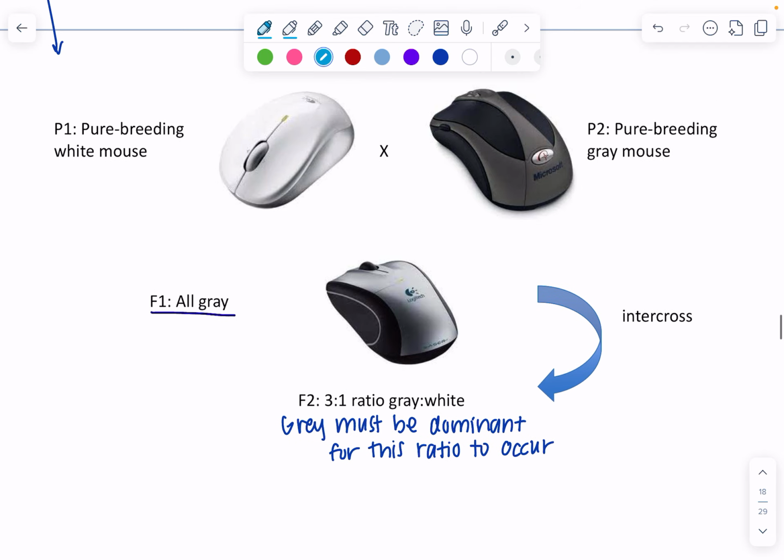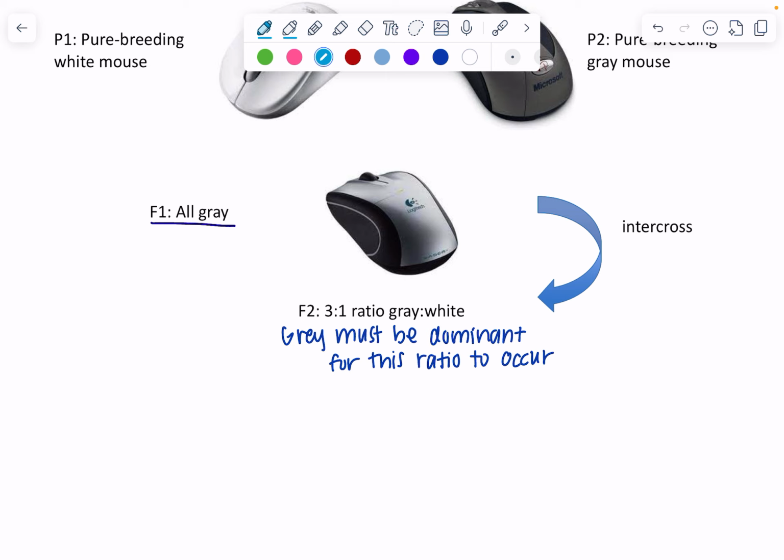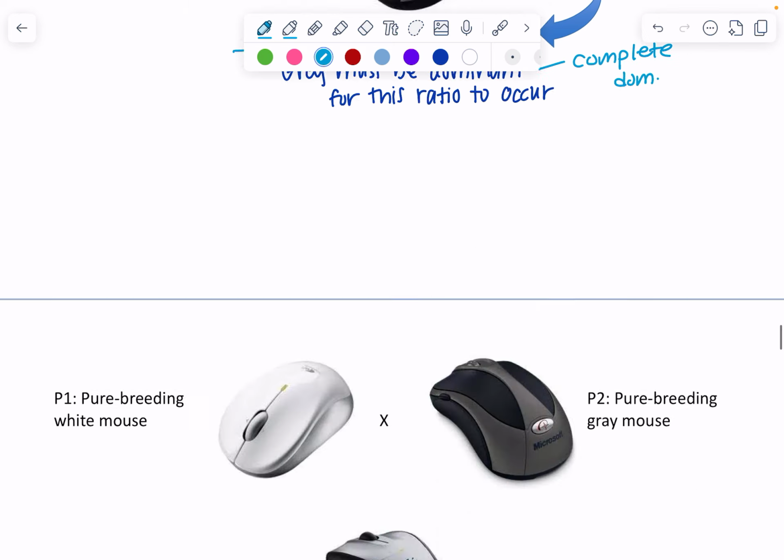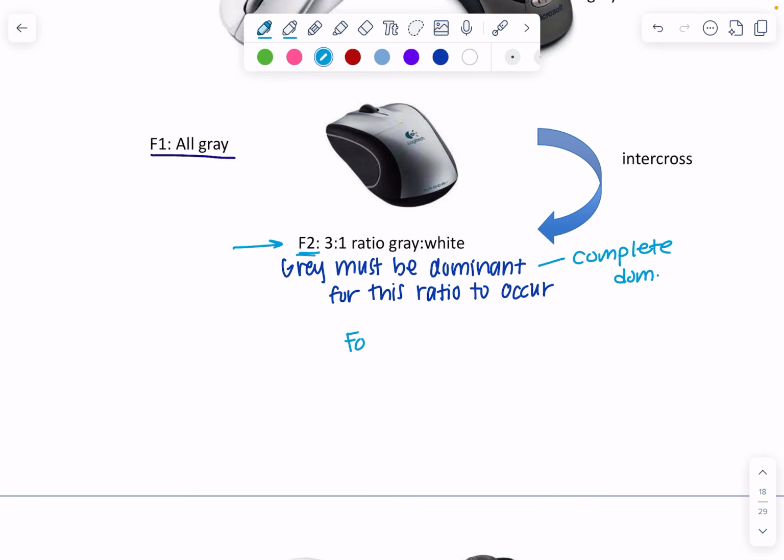So we see this in mice. If you're pure breeding a white mouse and a gray mouse, and the outcome is, in the F1 generation, that they're all gray, maybe you get a phenotypic ratio in the F2 generation that is 3-to-1, gray to white, then you can say that the gray mouse is dominant to the white mouse, or the gray allele has complete dominance over the white allele. This must be complete dominance. And this follows Mendel's law.